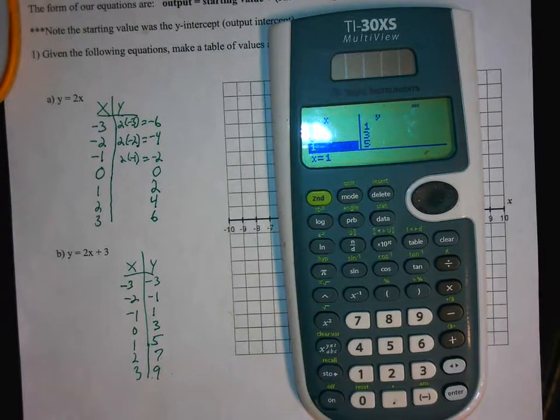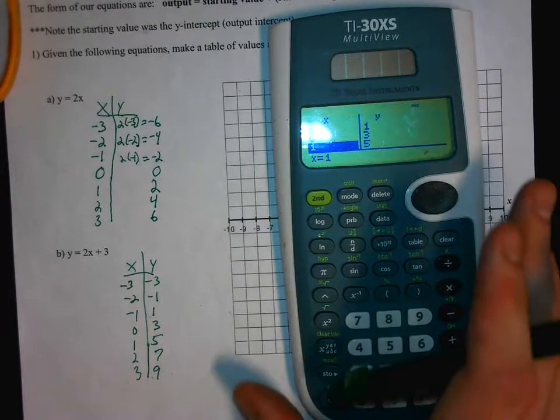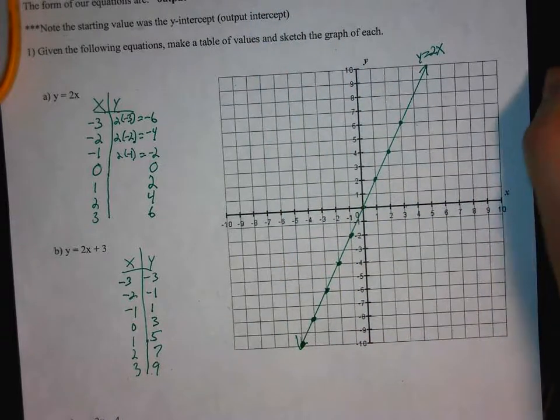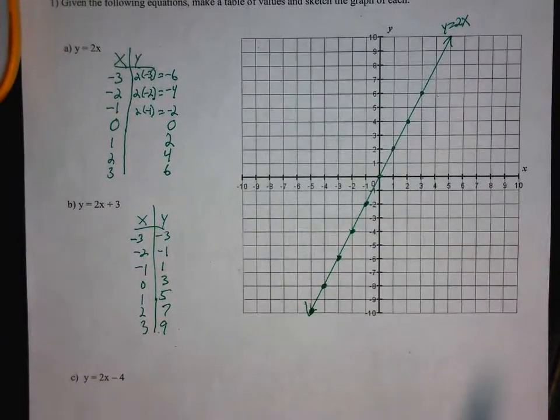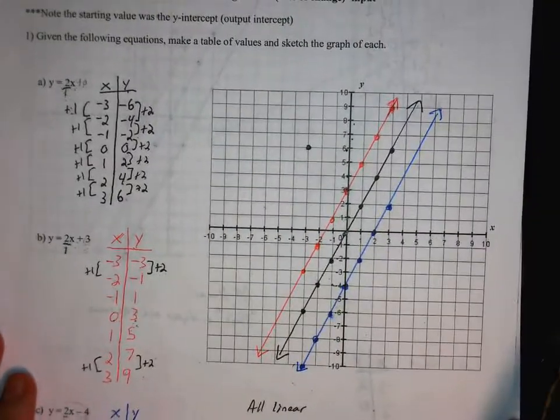And then you plot those points on the grid. And then I'll put part C up here also at the same time for y equals 2x minus 4. And when you're all done, your grid should look like, or your graphs should look like this.